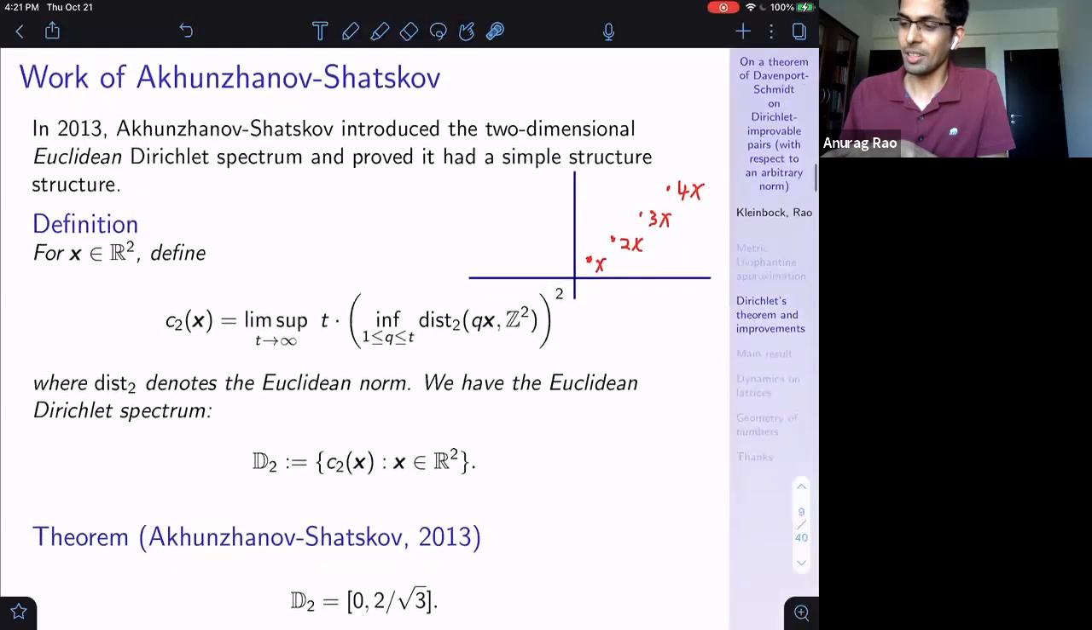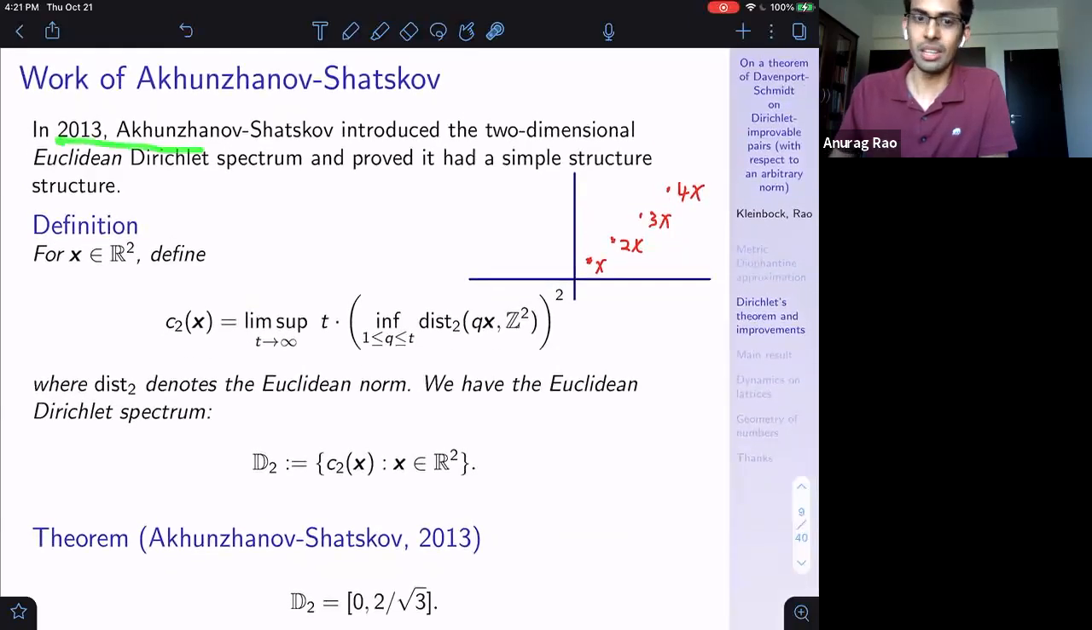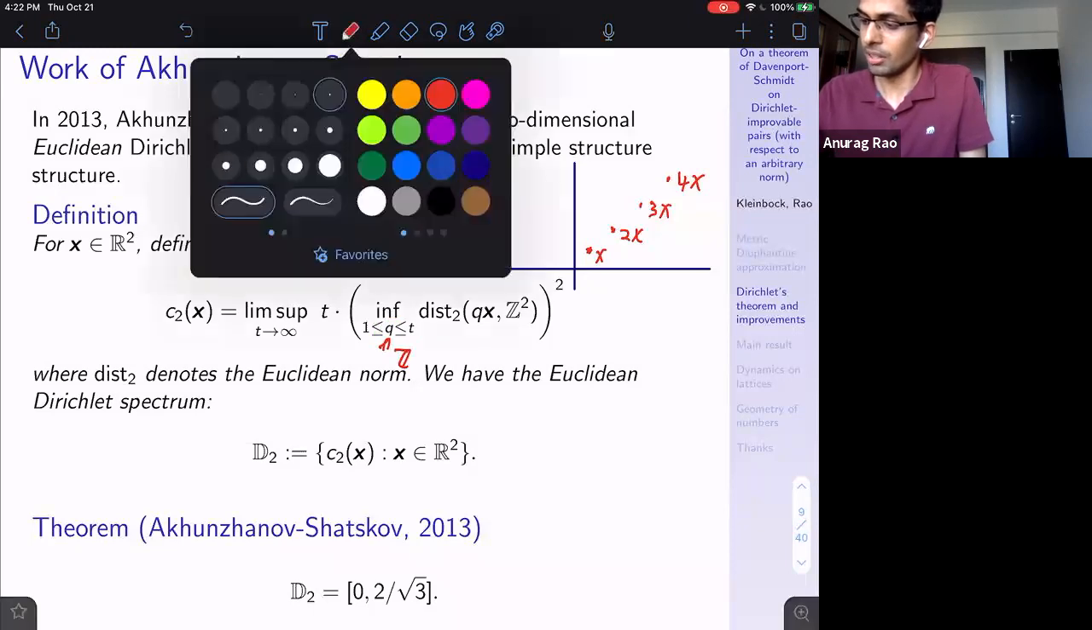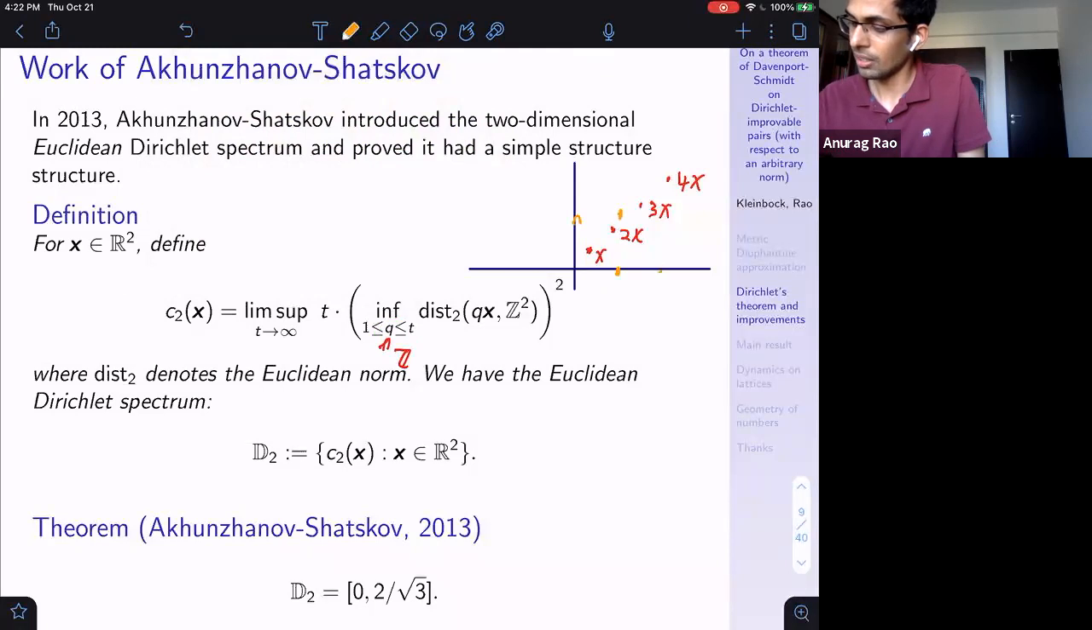the upside is that there was this other work where rather than considering the infinity, Akhundzhanov and Shatskov introduced the two-dimensional Euclidean Dirichlet spectrum. And there, you make the same definition where you say C2x is this lim sup as t goes to infinity of t compared with the distance of q in integers going from 1 to t, and you compare it with the standard lattice. Let me draw it in a different color. Maybe here's the standard lattice.